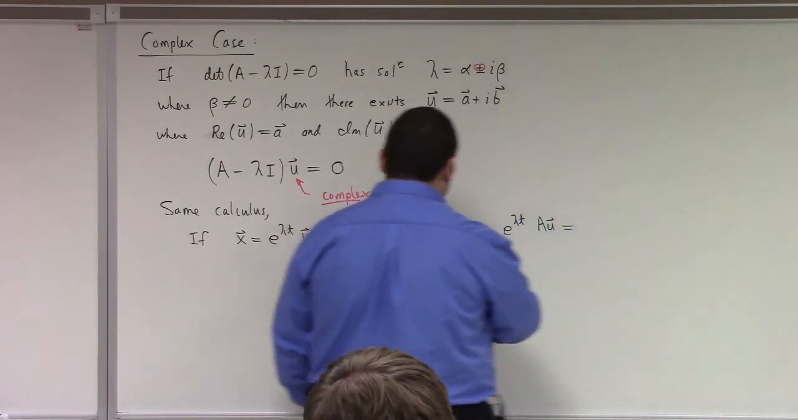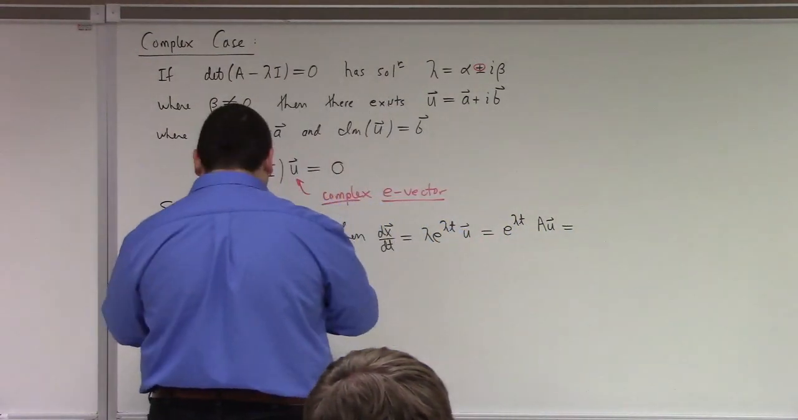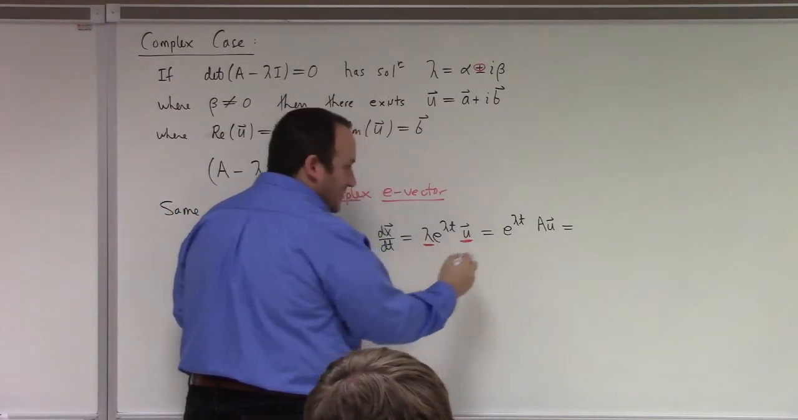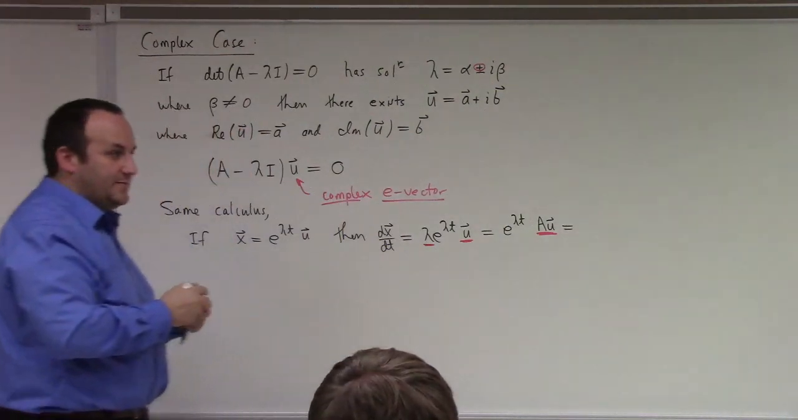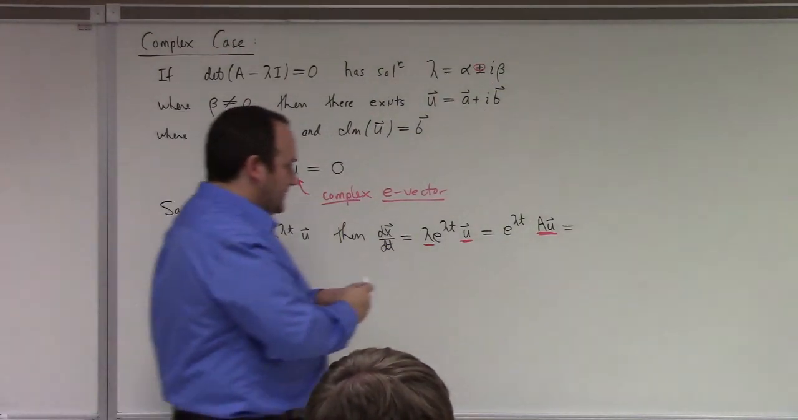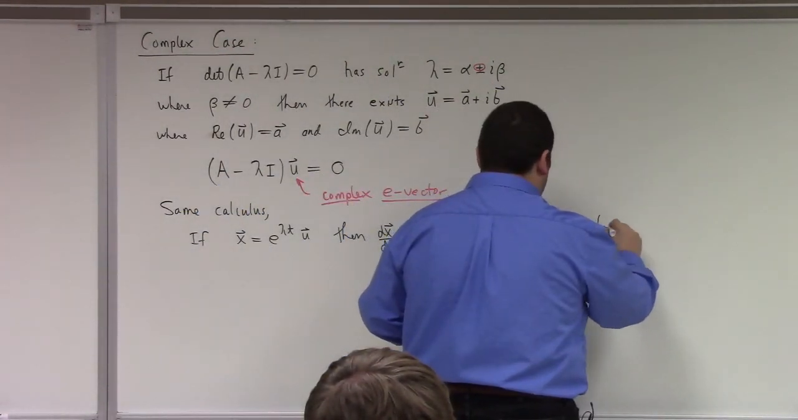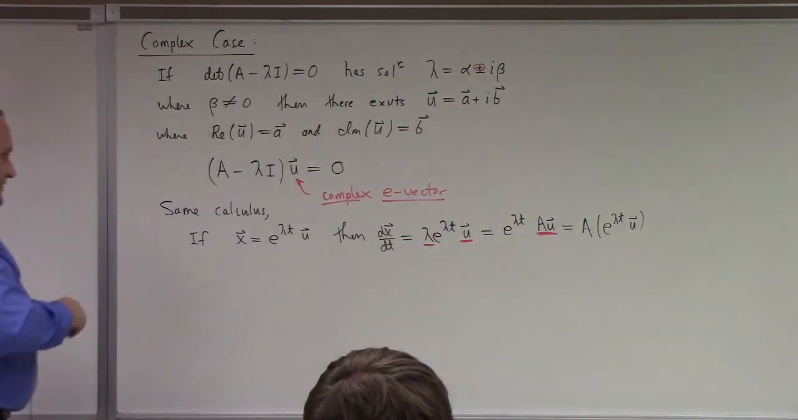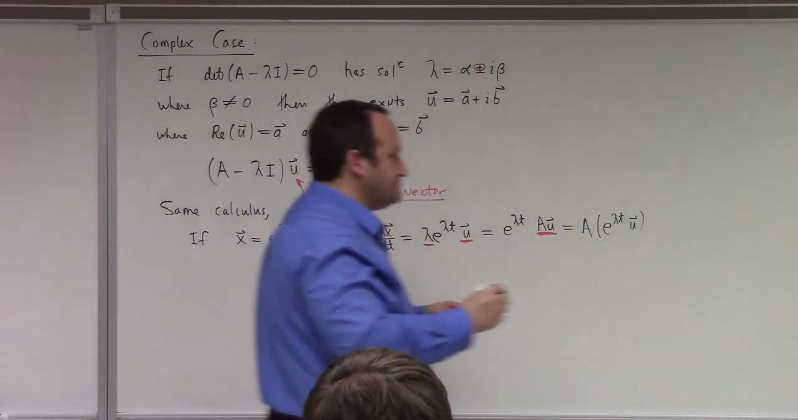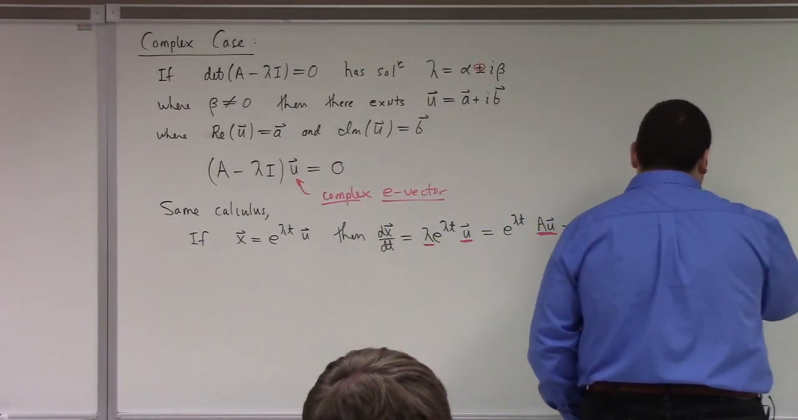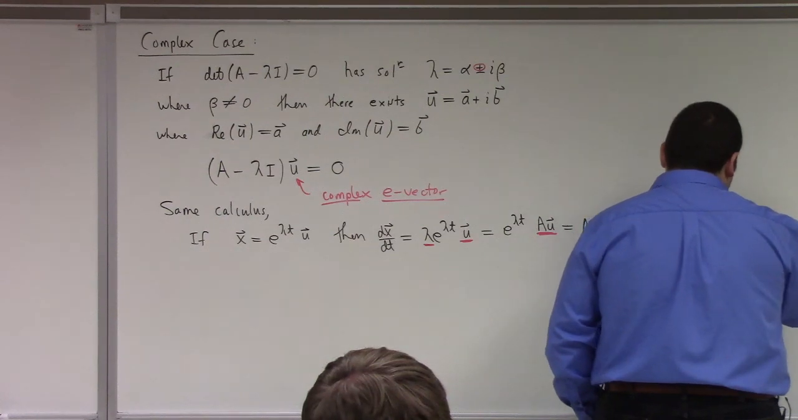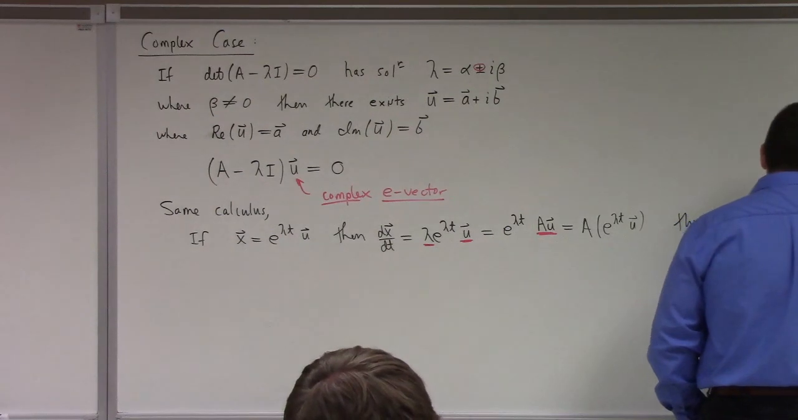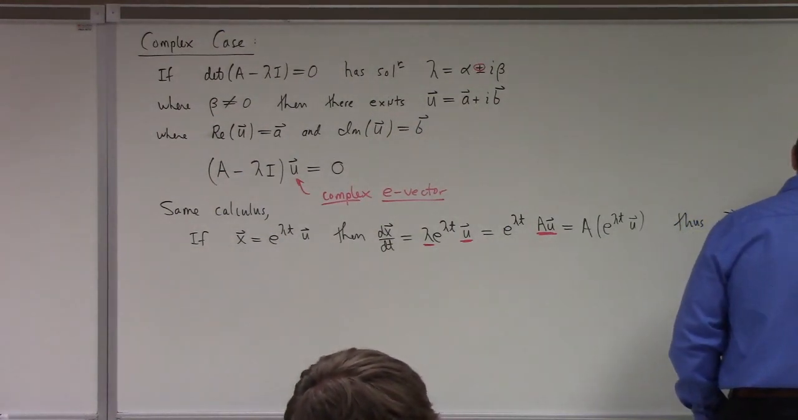I'm sorry, I just did that. I was thinking that, and look what I did. I traded my lambda times u for Au. Okay, I already made that step. But then, of course, this is just A times e to the lambda t u, right? So what does this line say? x equals e to the lambda t u solves dx/dt equals Ax, right?